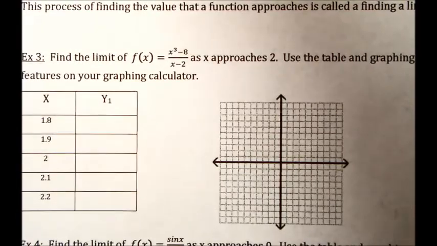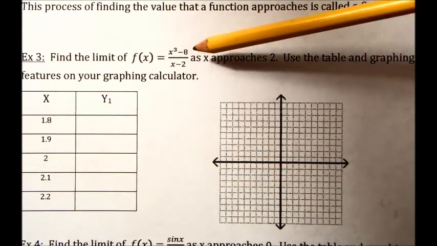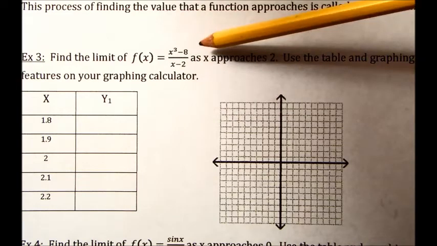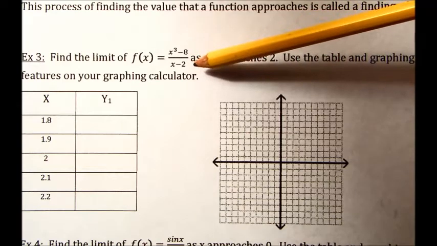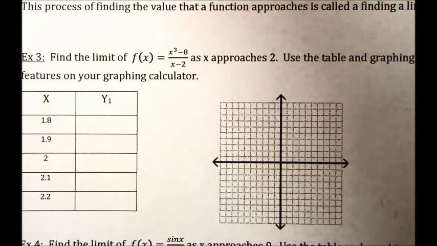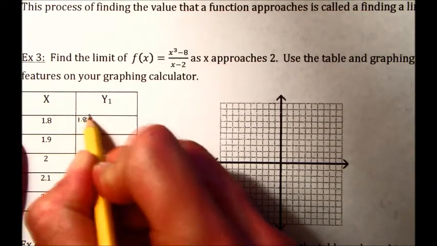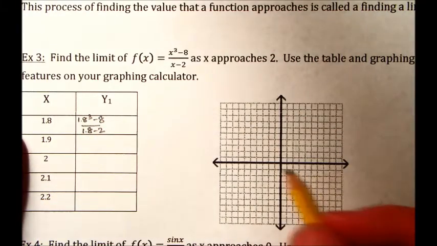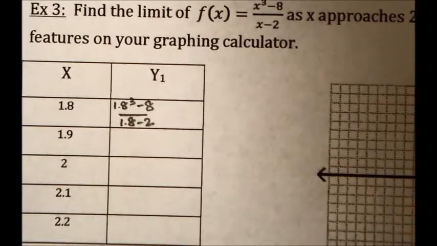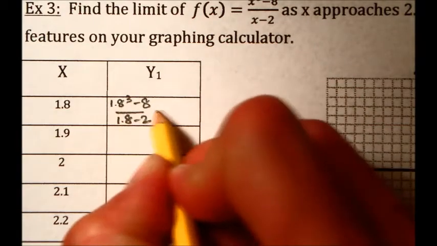But here's an example of a function where you're just going to use a table to get the idea. Imagine f of x equals x cubed minus 8 over x minus 2. As tempting as it is to factor the difference of cubes, let's not. I want to use my calculator and plug in 1.8: 1.8 cubed minus 8, all over 1.8 minus 2. This came out to be 10.84.